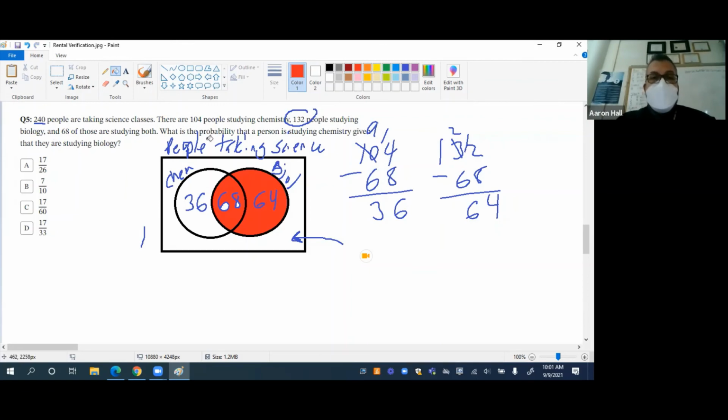So what's my equation? Number of ways it can happen out of the total number of outcomes. So close. I'll give you the first one. I agree with 68 over. The problem with 68 over 64 is you're going to get a number greater than 1. Probability can never be greater than 1.